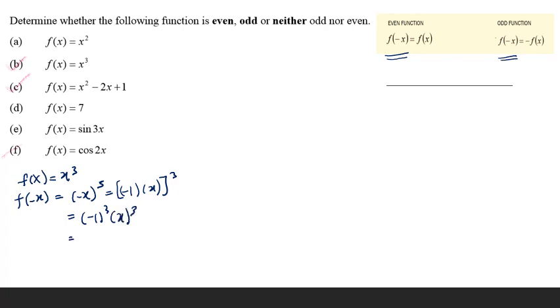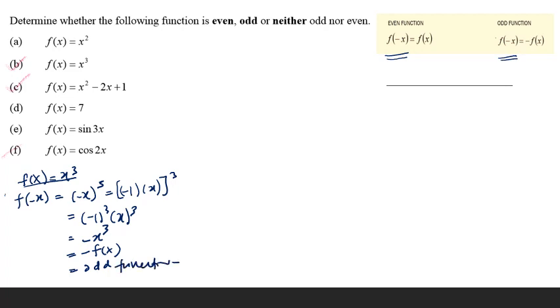Negative 1 to the power 3: 3 is an odd number. If you use a calculator for any odd power, you will get negative 1 back. So you get negative 1 multiplied by x to the power 3, which is equal to negative x to the power 3, similar to our previous f(x). So we put f(x) here. Since f(negative x) is equal to negative f(x), it is an odd function.